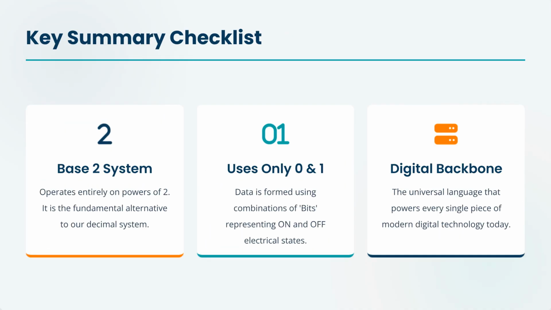In summary, the binary system is a base 2 system that operates on powers of 2. It uses only 0 and 1, representing ON and OFF electrical states. It is the digital backbone, the universal language powering all modern digital technology.